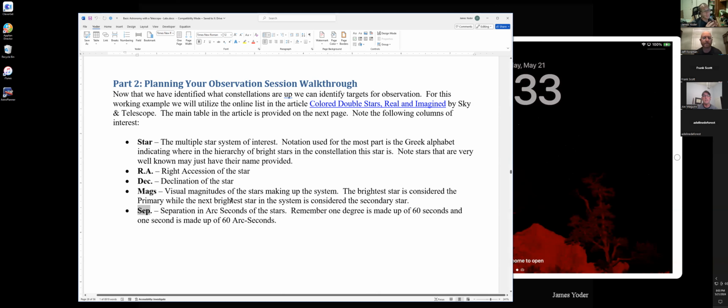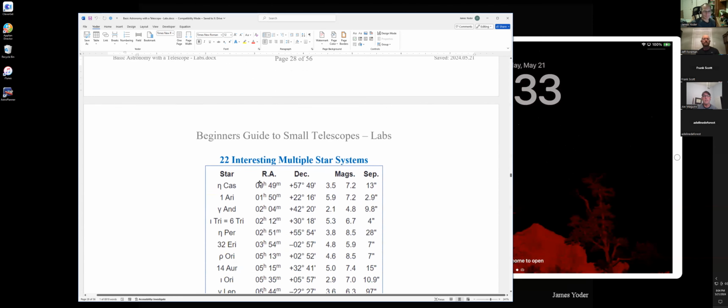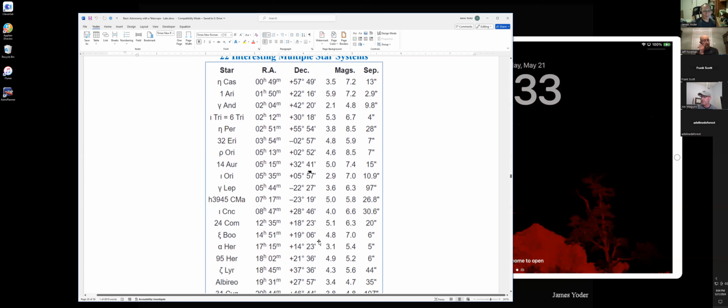Again, not only is the separation important, but how bright the 2 stars are relative to each other, because a real bright one can just really consume the small dim one in its glare. So anyway, the separation is something to pay attention to because it's going to tell you how hard it's going to be to see, and the magnitude. So here's a list of 22 interesting multiple star systems. I got this out of the article, and it's actually colorful star systems, I think is what it was listed as. So here's a list of them.